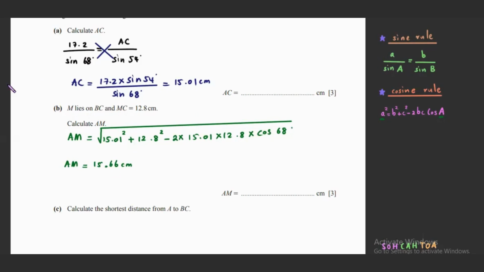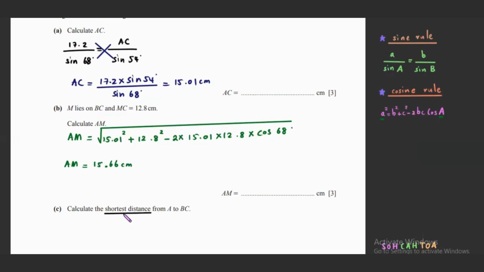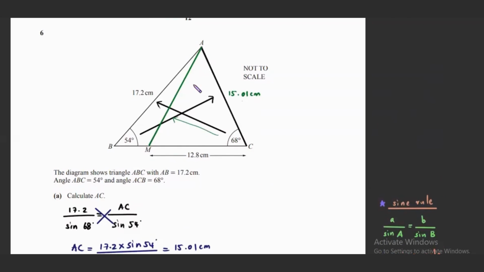Now the next question is to calculate the shortest distance from A to BC. Now this is A, this is the side BC. I need to calculate the shortest distance. This shortest distance indirectly means to calculate the perpendicular height. So I need to calculate the perpendicular height, that is from A to BC. So if I'm to draw the perpendicular height from A to BC, it will be something like this. This height that we have here is what we are supposed to calculate.